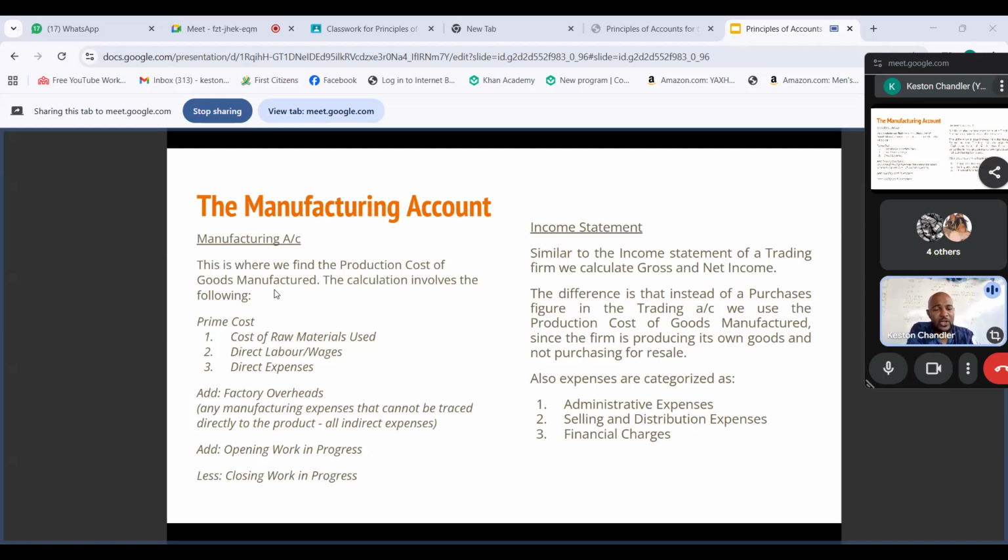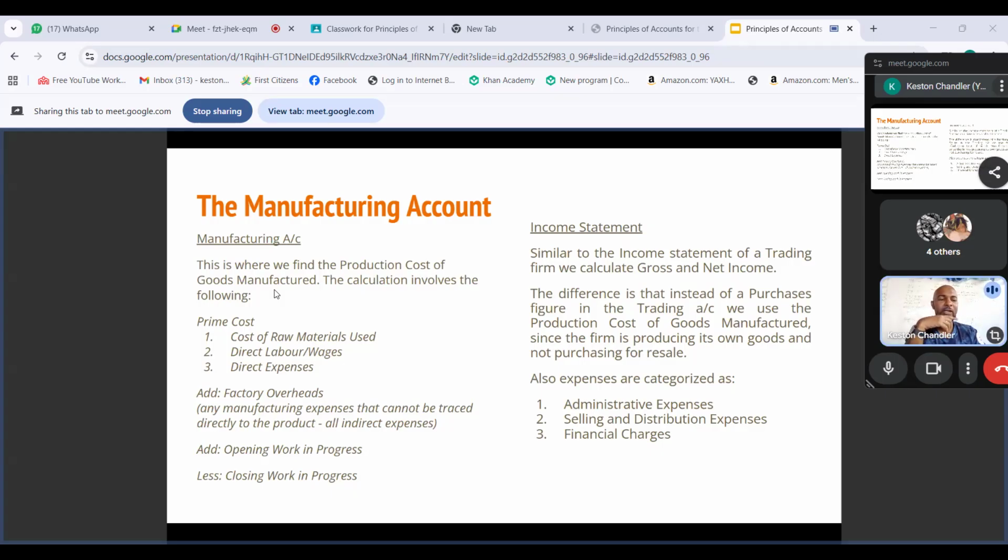Now, in our manufacturing firm, we tend to categorize the expenses. We break up the expenses into 3 categories. One is administrative expenses, anything to do with administration. Rent, lights, utilities for the office, wages for the office staff, right?